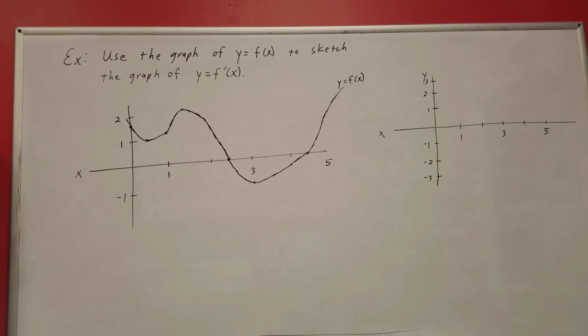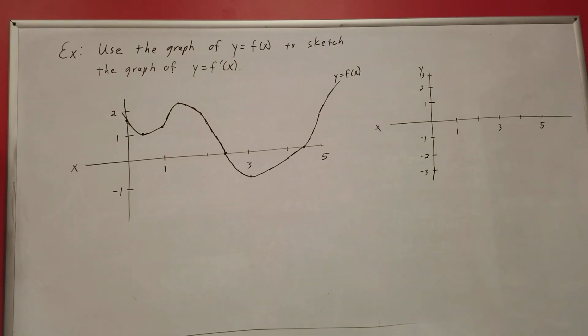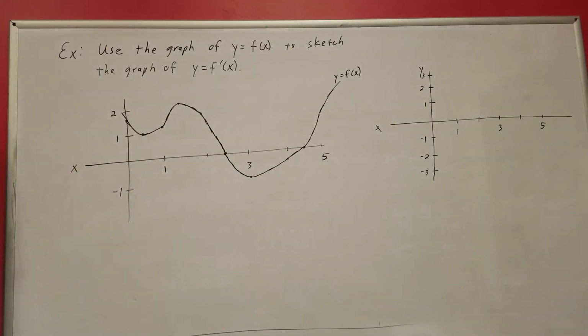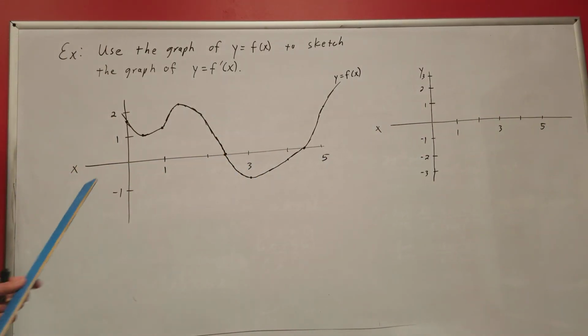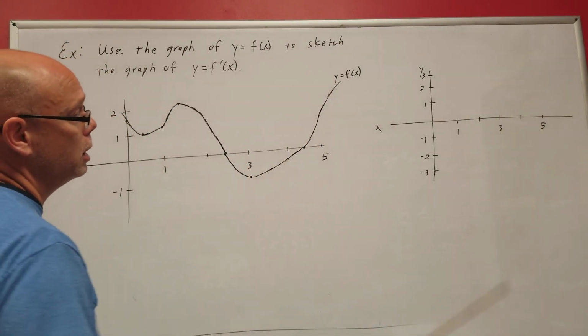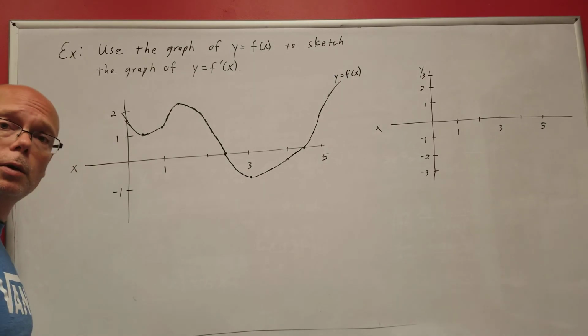All right. This example wants us to do what? It wants us to use the graph of y is equal to f of x to sketch the graph of its derivative. All right, so notice what we have here. We have y is equal to f of x, a rough sketch of it drawn there. We need to sketch the graph of its derivative over here, okay?